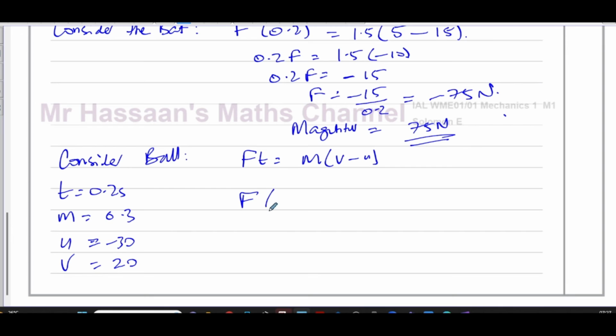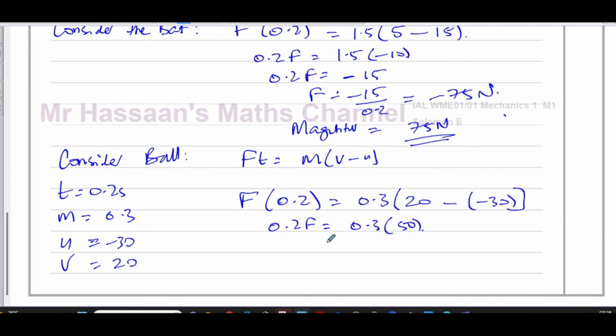So we need to find the force. We got the time is 0.2. We know the mass is 0.3. The final velocity is 20. So you have minus the initial velocity, which is minus 30. Be careful of the signs here. So 0.2 times F equals 0.3 times 50. Okay, so we have F equals 0.3 times 50 divided by 0.2.